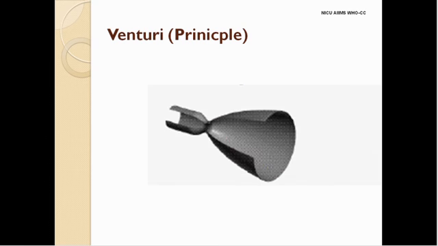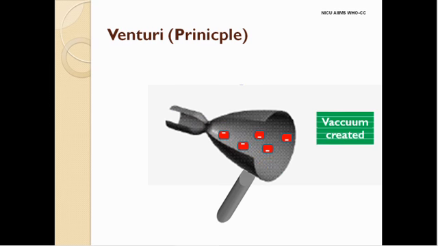The principle of Venturi: the Venturi works on the principle that when air or oxygen flows under pressure through a nozzle and comes to a large bore tubing in a sealed bottle, it creates a negative pressure or a vacuum. This vacuum in turn leads to active suction of the secretions from the patient.